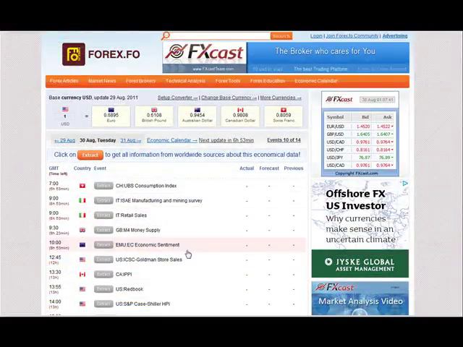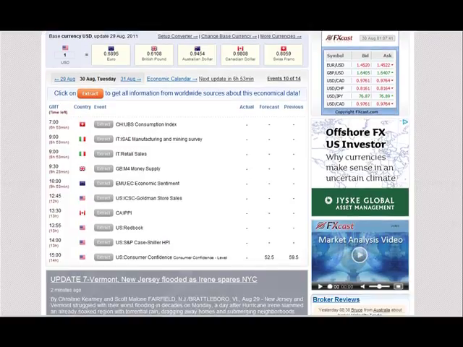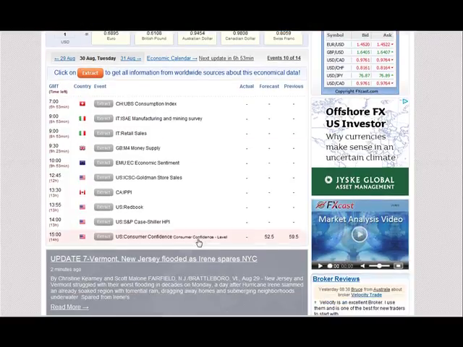Here we can see on the economic calendar that we do have a couple of things. We've got money supply for the pound, economic sentiment for the European Union, and then later on in the day we have consumer confidence for the states. And again, we're going to start seeing some of the employment situation come out this week and next week.